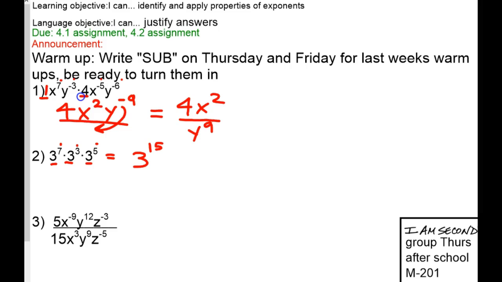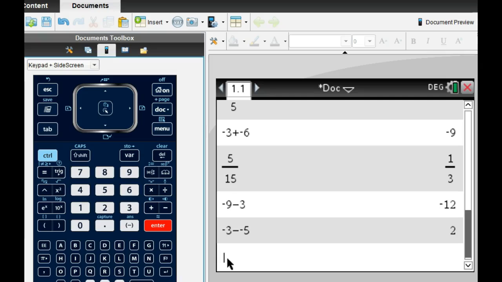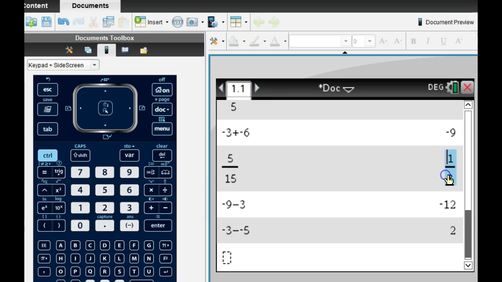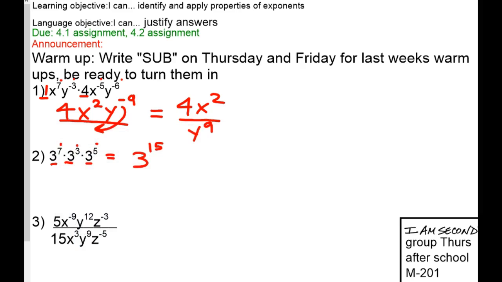Okay, now, let's be honest. This looks a little bit crazy, but we can do it step by step, bit by bit. So 5 over 15. First you think of dividing the coefficients. What is 5 divided by 15 reduced to? Not 3, but 1 over 3, right? And the calculator will help you. 5 over 15, 1 over 3, right? So, 1 over 3.